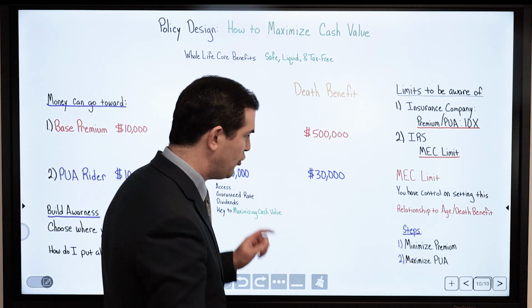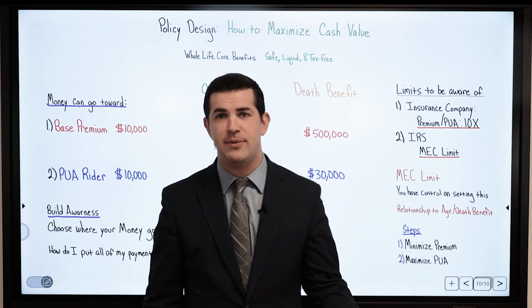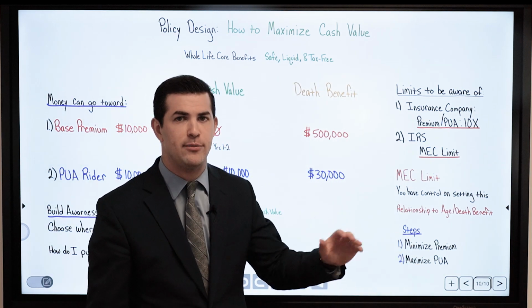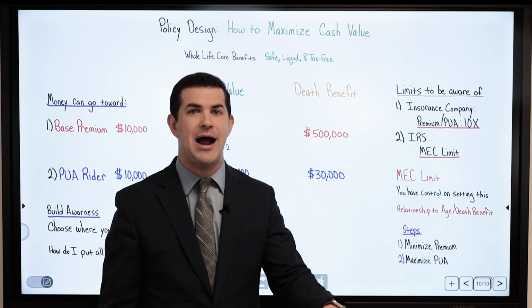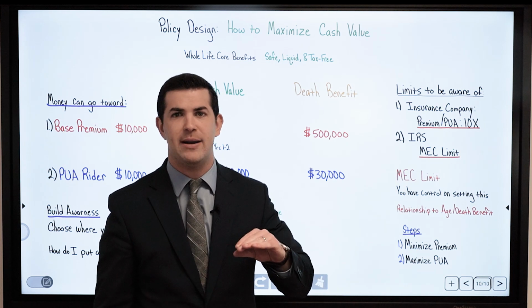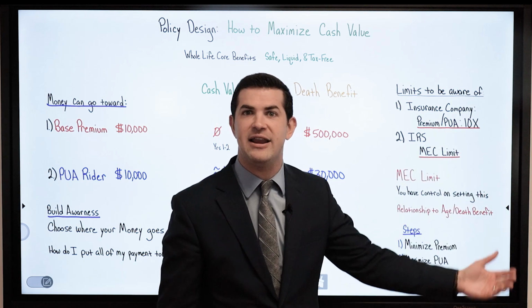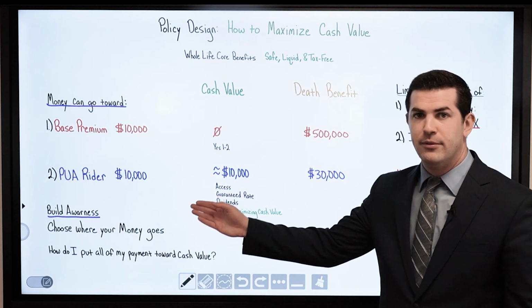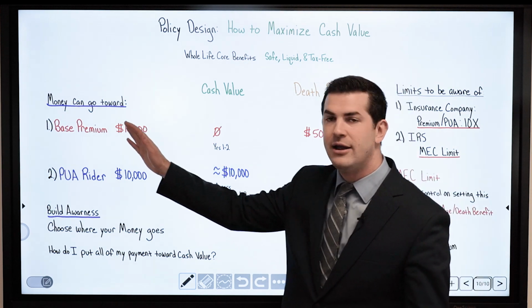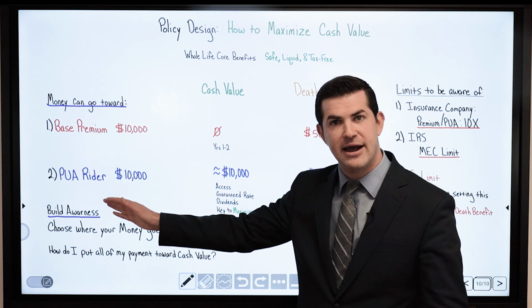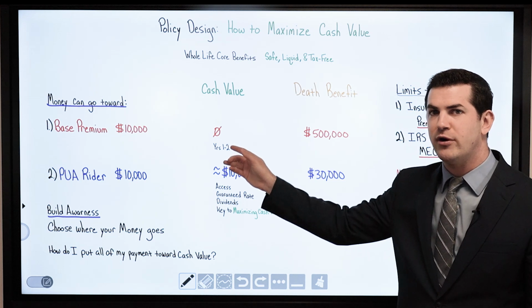So, steps to maximize the cash value on a policy. Minimize the premium, maximize the PUA. We also want to set that MEC limit at the appropriate number. For example, if I'm paying in $100,000 per year, I would want at least a $100,000 MEC limit and then a minimum premium based on the insurance company limits of about $10,000. To use this example, we have a total of $20,000 going into this policy here, $10,000 toward the premium, $10,000 toward the PUA. Of the premium payment, nothing shows up in cash value right off the bat.